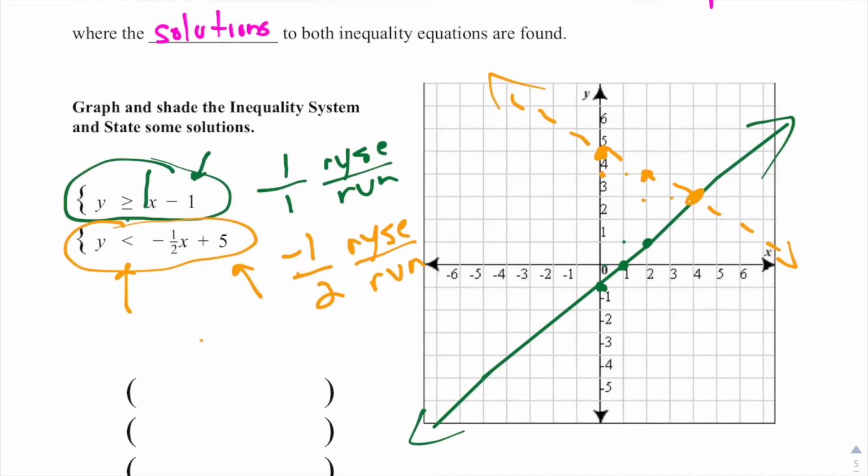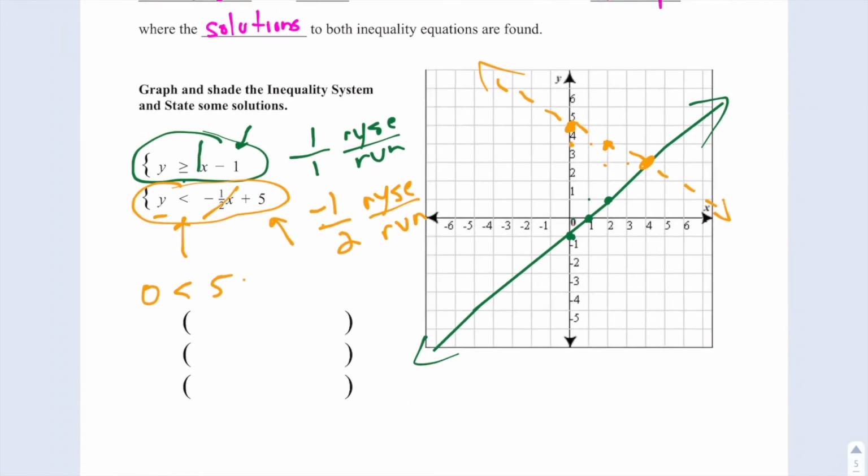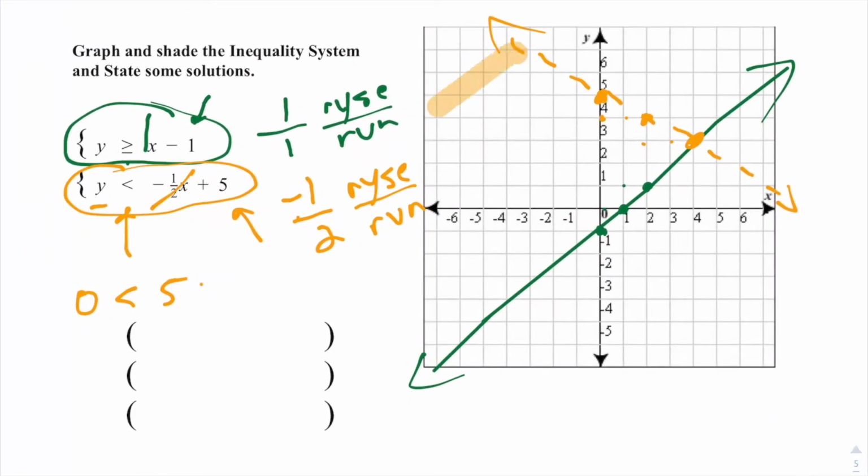Now let's figure out which way to shade these. If I pick 0, 0 for the orange line, I have 0 for y. If I put 0 in for the negative 1/2 times x, that goes away, and I'm left with 5. So 0 is less than 5. That's a true statement. So 0, 0 is definitely in the solutions of my first line. So I'm going to shade this way.